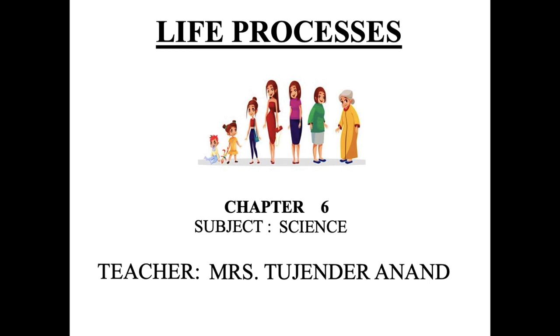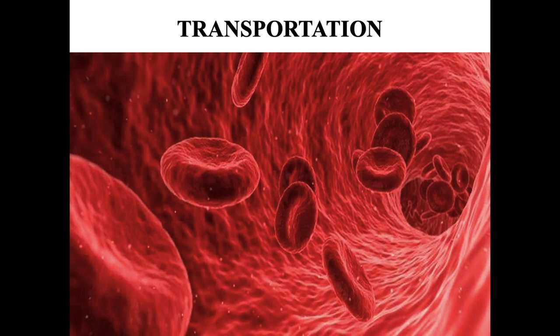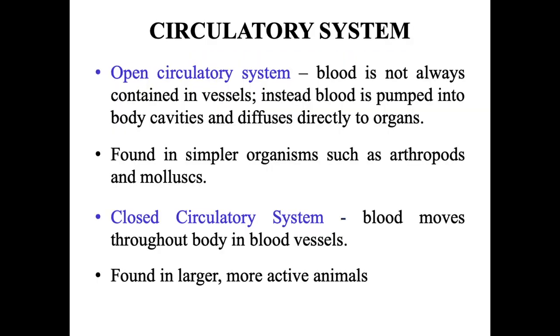Today we will be studying about transportation in human beings. The circulatory system is broadly divided into two types, the open circulatory system and the closed circulatory system.